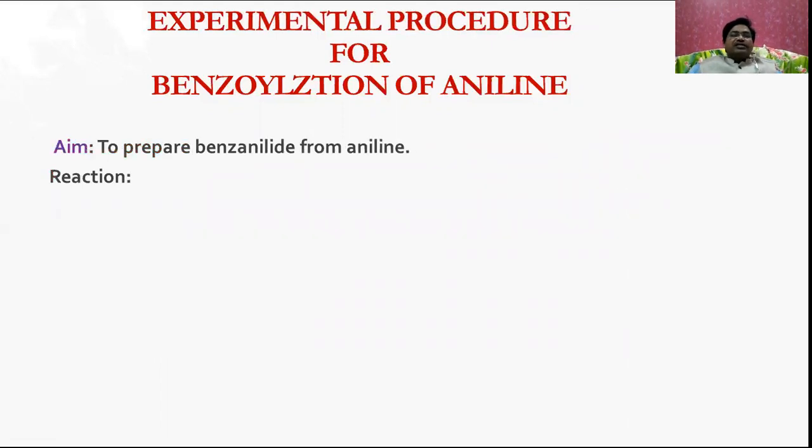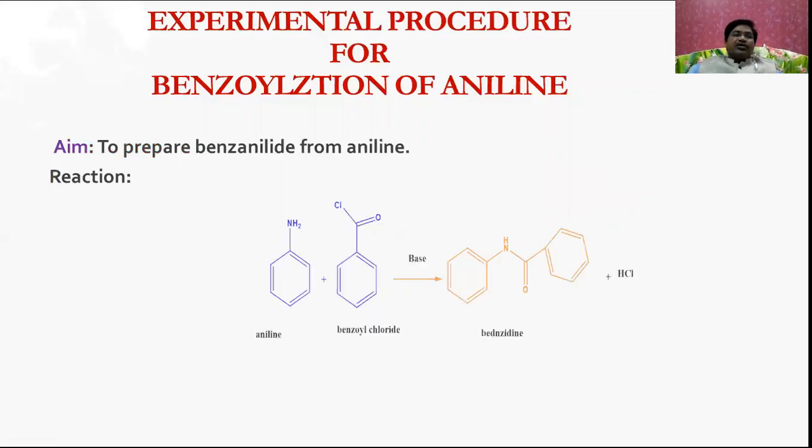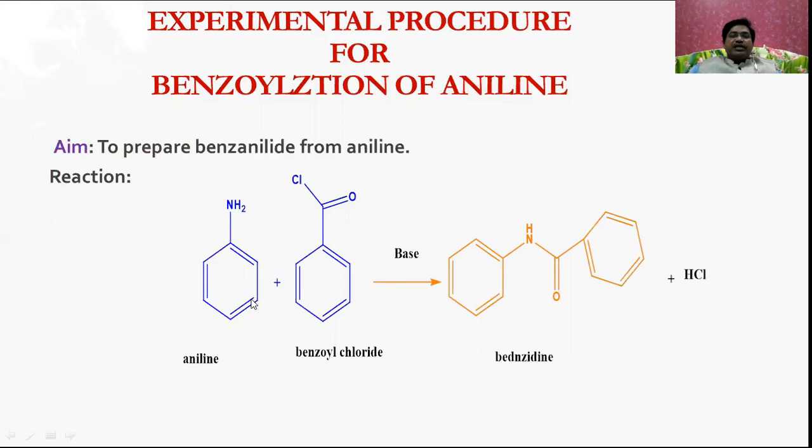Let us see what is the aim. The aim is to prepare benzanilide from aniline. What is the reaction? This is aniline and benzoyl chloride in the presence of a base. In general, we use sodium hydroxide. You will get benzanilide and HCl.